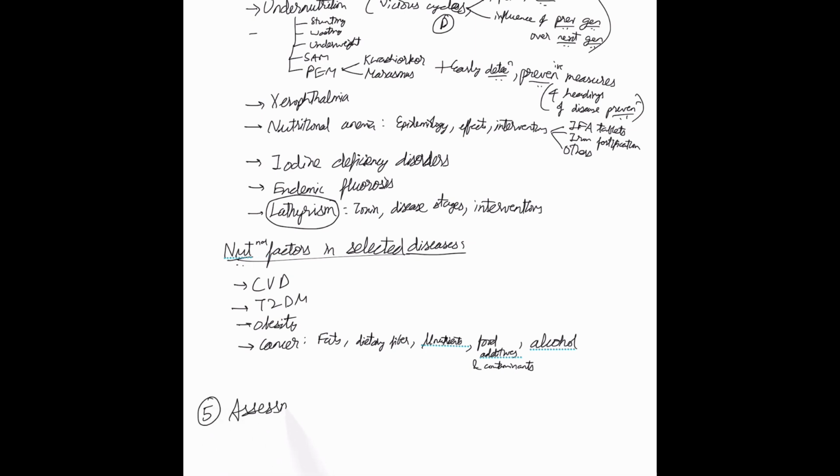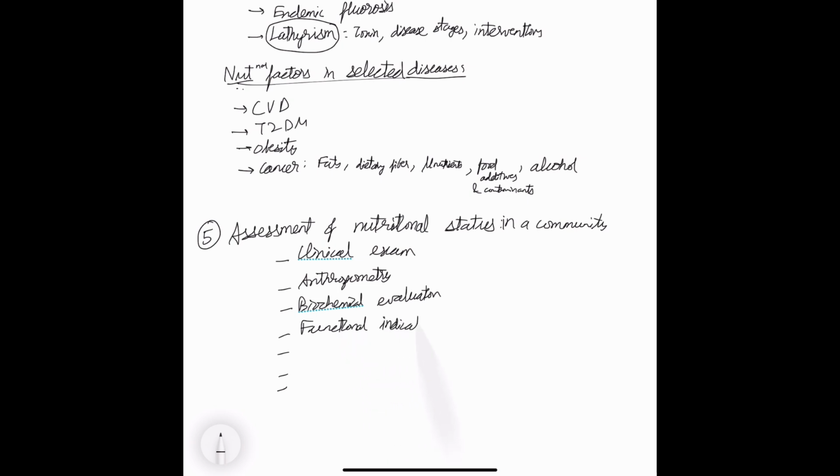Next, we learn how to assess the nutritional status of a community. So we start with clinical examination of various individuals, and then anthropometry, and then biochemical evaluation, functional indicators, the assessment of dietary intake, vital statistics, and ecological factor assessment or surveying. Then there's also a short note on nutritional surveillance as well.